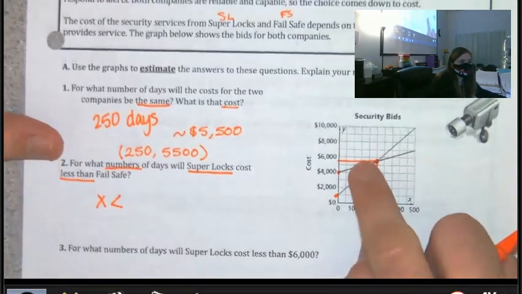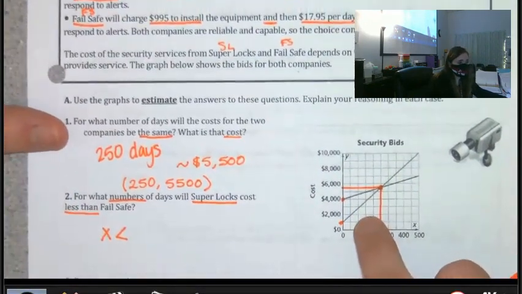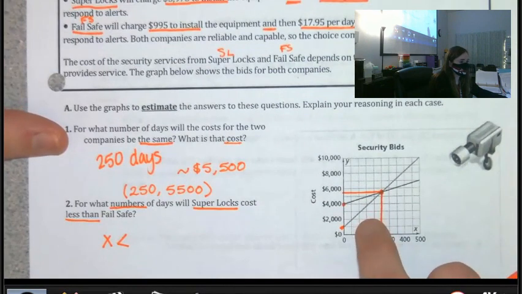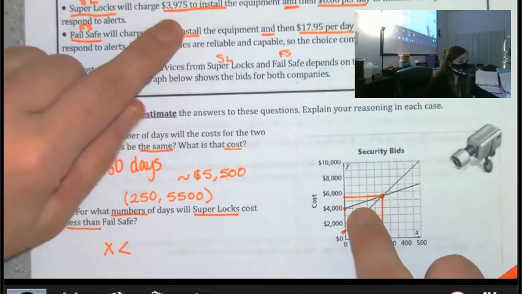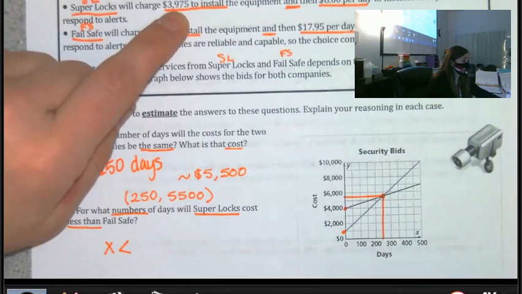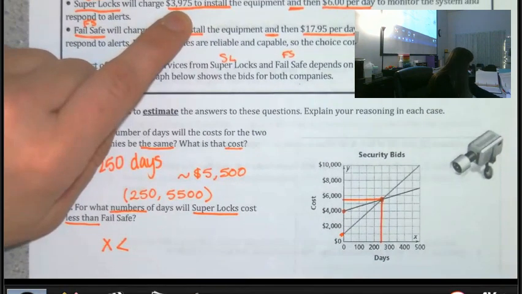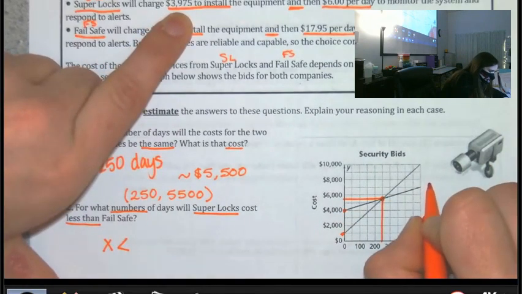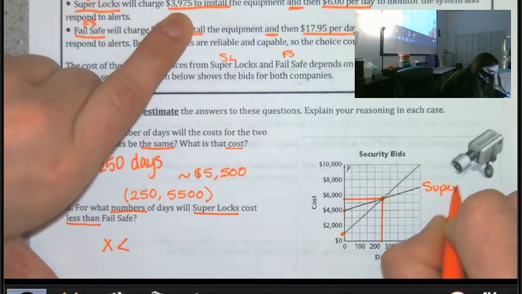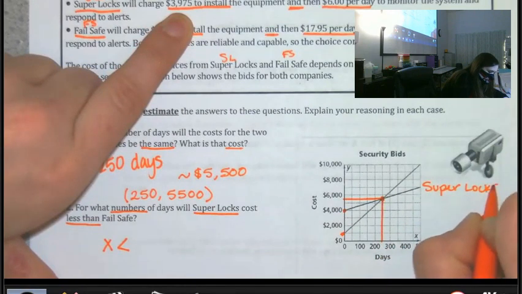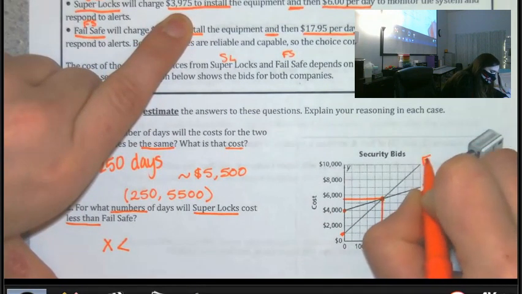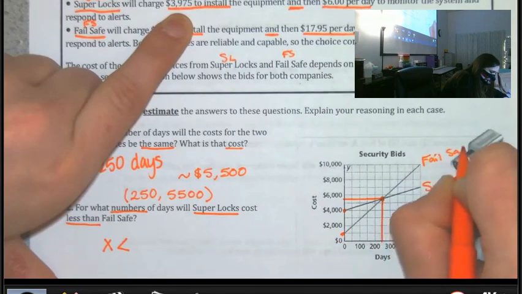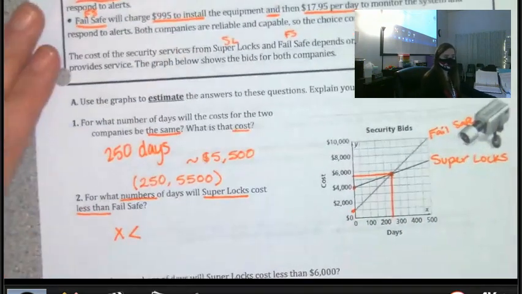Is it the darker gray or the lighter gray? Which line goes with Super Locks based on my y-intercept, based on my $3,975 fee to install? The dark gray, right? The dark gray. So this is my Super Locks, and this one is my Failsafe. All right, so that way we know.